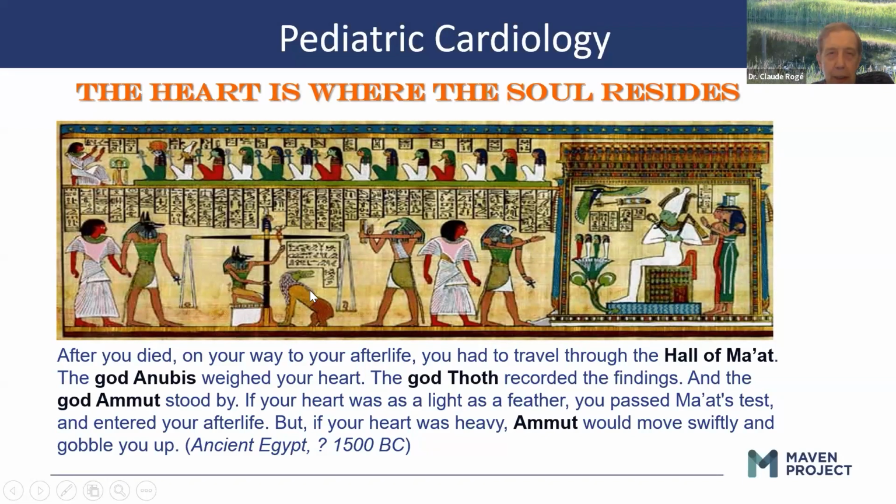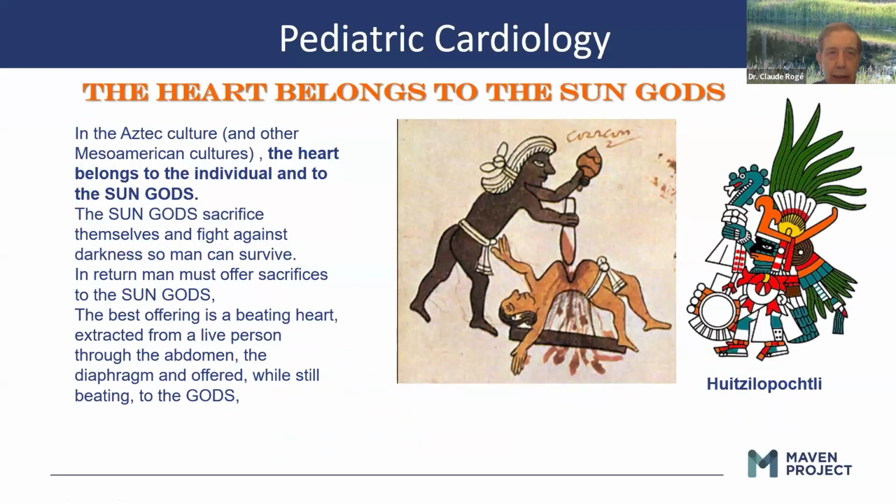So, the heart, very important in ancient Egypt, as you can see. As you know, in the Aztec culture and other Mesoamerican cultures, the heart was also very important because it belongs not only to the individual, but to the sun gods. And of course, the sun gods sacrifice themselves and fight against darkness. And that's the only way man can survive. So in return, of course, man must sacrifice to the sun gods. And the best offering is a beating heart.